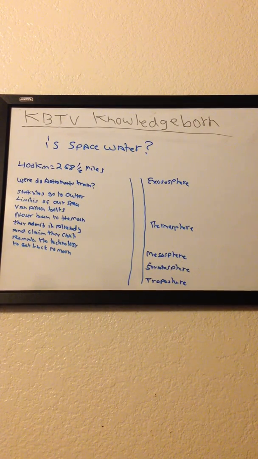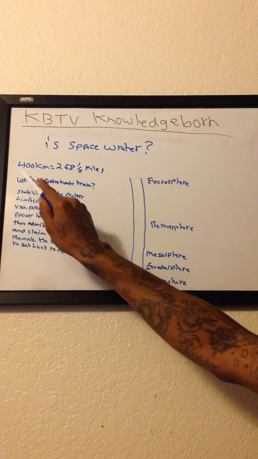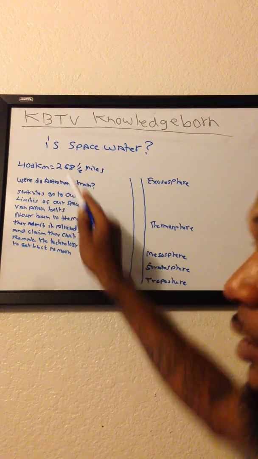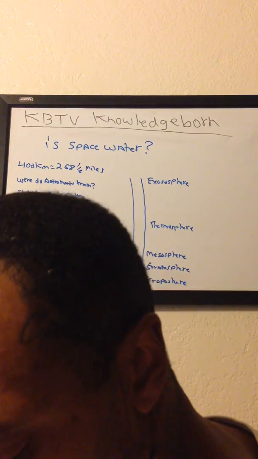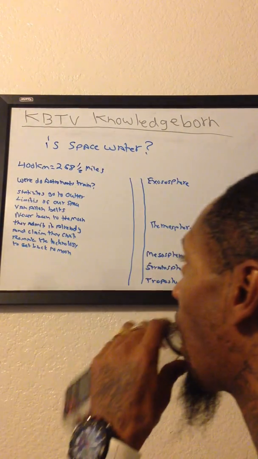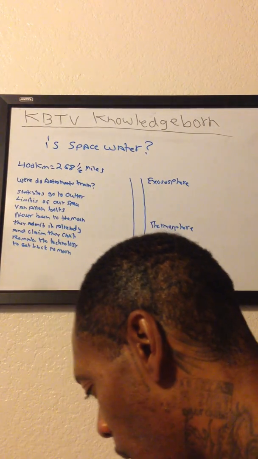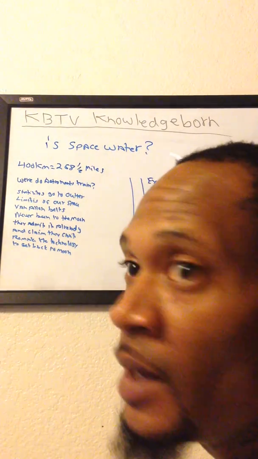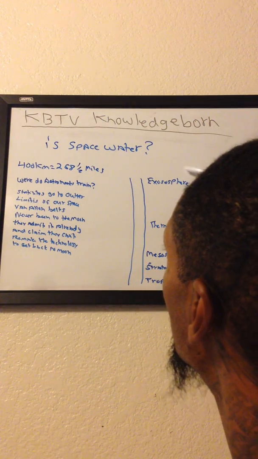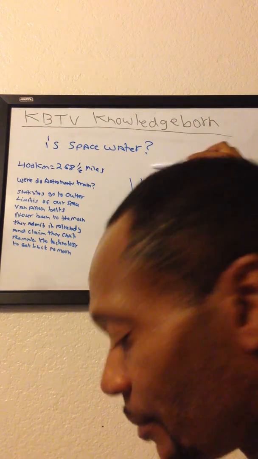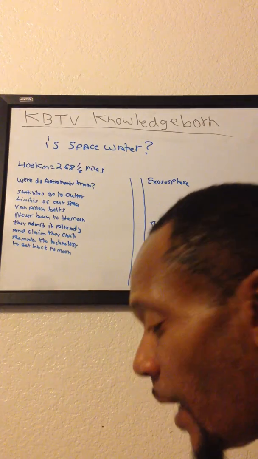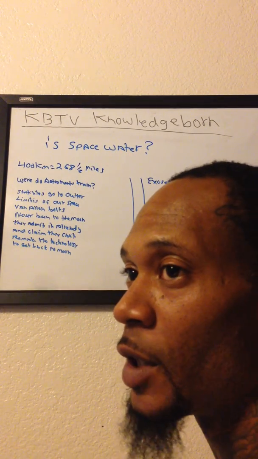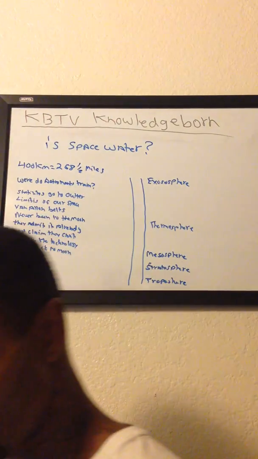And this is the exosphere. Okay, it's 400 kilometers, which is 258 miles from the Earth's surface, from where we're at. They know very little about the exosphere. This is the highest layer of our atmosphere right here. They know little about it due to lack of research. I want you guys to remember this.